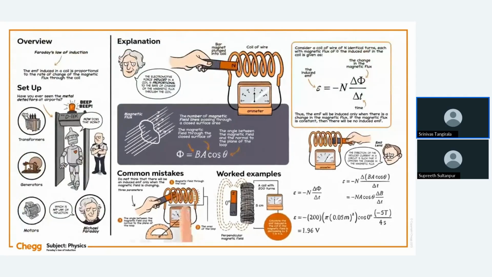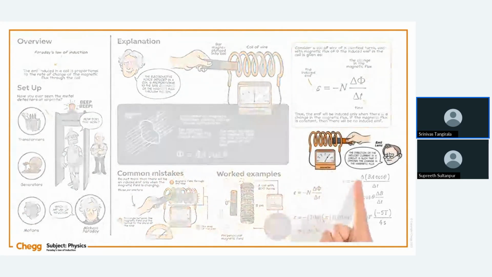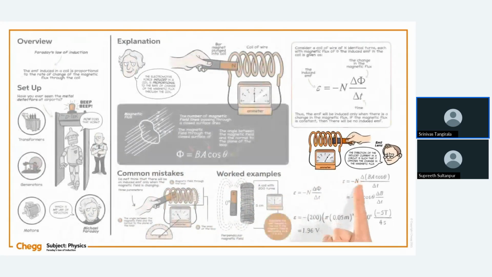Summing up, we learned about Faraday's law, which states that the induced EMF in a coil is directly proportional to the change in the magnetic flux through the coil, and the direction of the current induced in the coil is in such a way that it opposes the change in the magnetic flux.